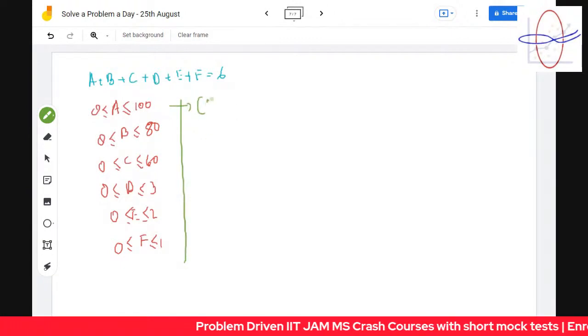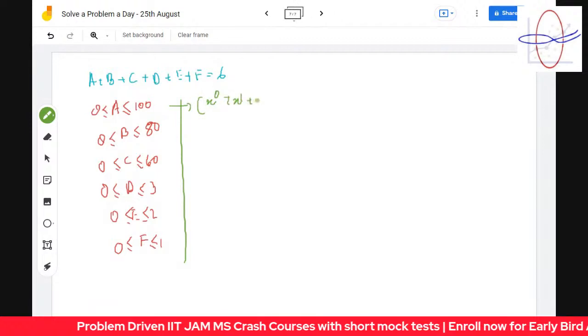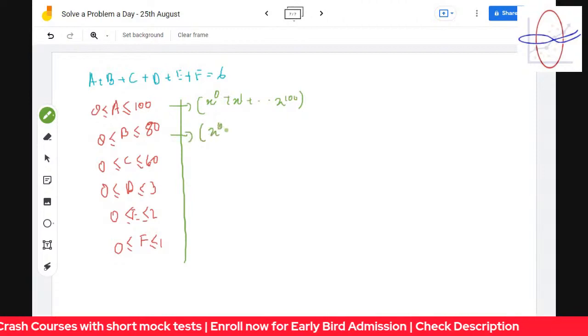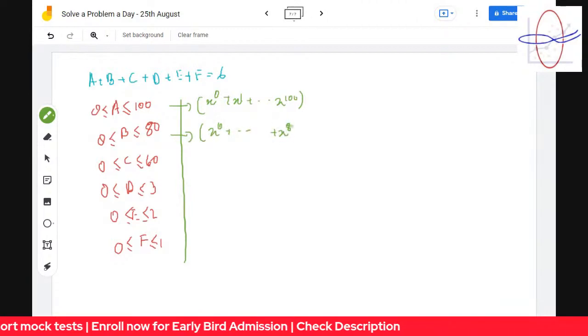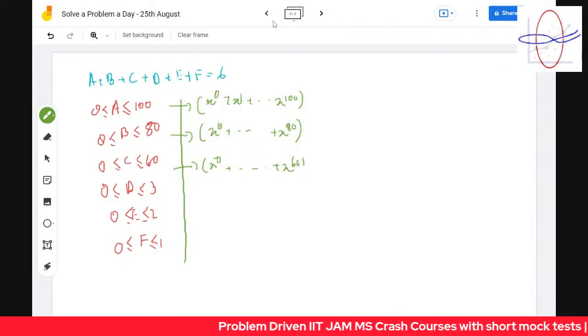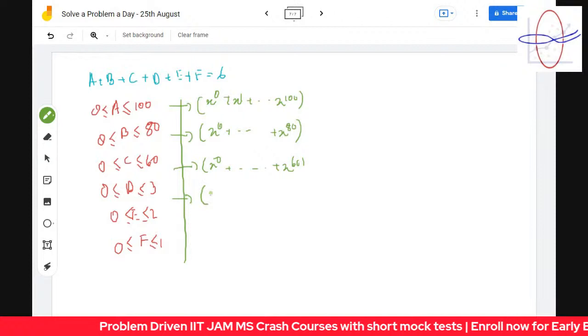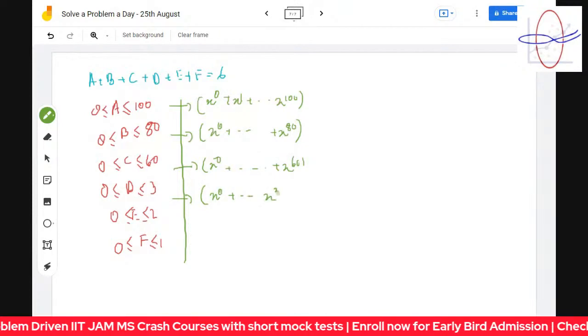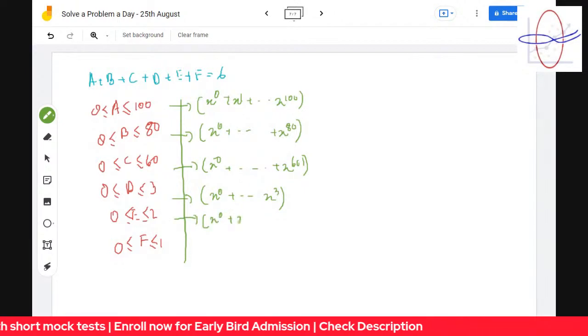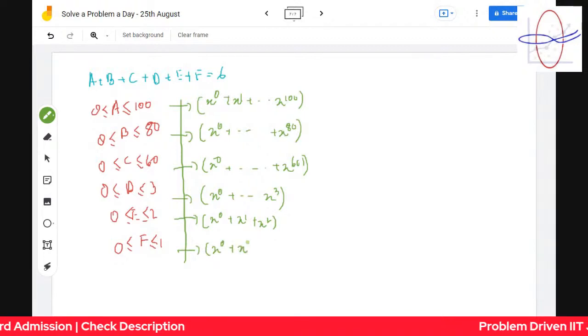For this, we have x to the power 0 plus 1 up to x to the power 100. For this, we will take x to the power 0 plus up to x to the power 80. For this, we will take x to the power 0 for the first one, dot dot till x to the power 60, since it's the maximum possible case. And for the final one, for D, we will get x to the power 0 plus dot dot x to the power 3. For this, we will get x to the power 0 plus x to the power 1 plus x to the power 2. For this, we will get x to the power 0 plus x to the power 1.